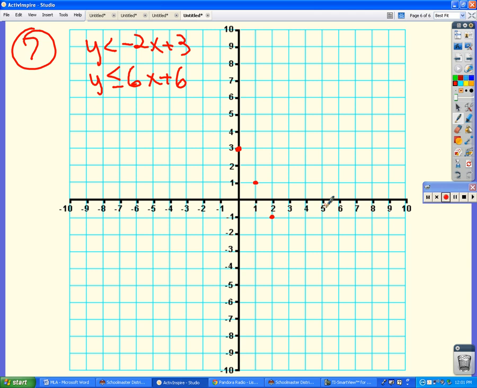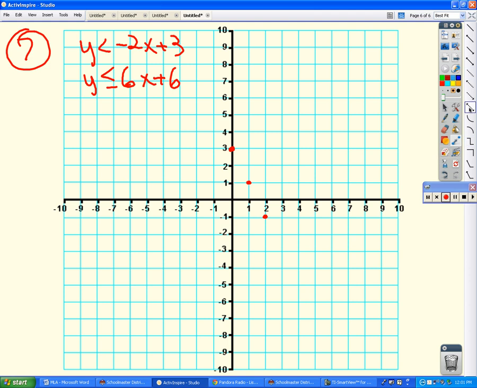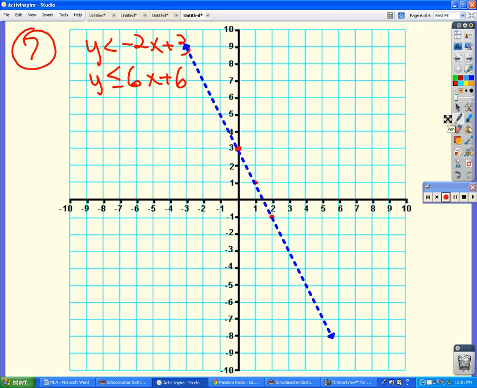Solid. Dotted, because it just says less than, but not equal to. So I'm going to use a dotted line to graph this. And then since it says less than, where do I shade? Underneath, because less than is below.